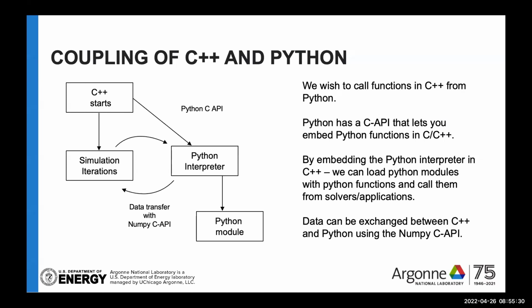In this example, we're going to have C++ start, and we're going to run a little simulation. We want to call Python from the simulation. Python has a C API, which enables us to embed Python in C or C++. That way we can load up Python modules and Python functions and call them from C++. So we start C++, we iterate forward in the simulation, we're calling Python, and we're going back to the simulation. And we're using the NumPy C API to transfer data. So that's an overview before we go into the code.